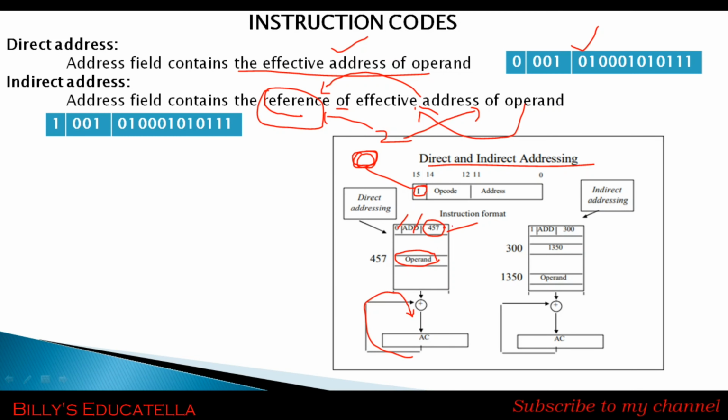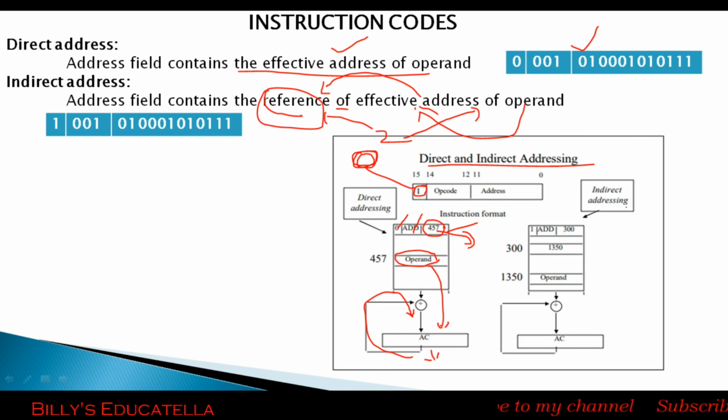Again I am repeating: when the I bit value is 0, it shows that the address of the instruction code is a direct address, and here the address shows the operand value. At the 457 address there is an operand. At that location the operand is fetched and the data is transferred to the accumulator, and the accumulator stores the result in it and gives the output to the user. I think you understood direct address.